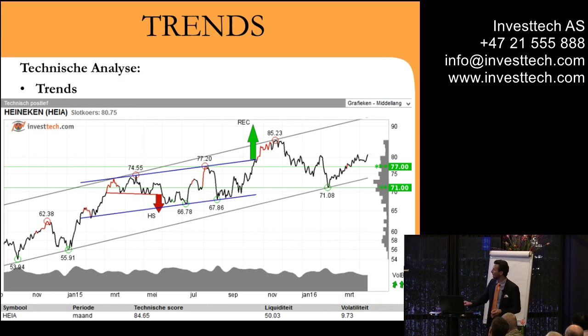An example of a stock that is in a rising trend right now is Heineken. The chart you can see here is automatically made by Investtech, so you don't write or draw your own trends or price patterns. It's all automatically made by the algorithms. And you can see here that the stock is in a rising trend and a continued upward development is indicated.